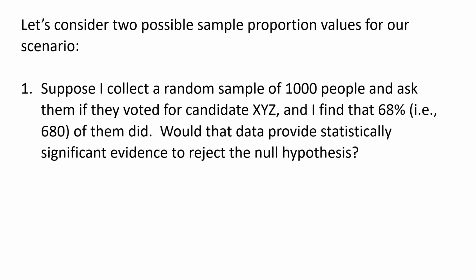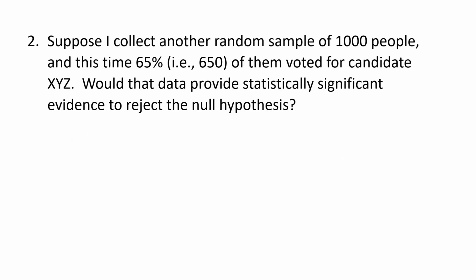Okay, so that's one possibility. Here's a second possibility. Suppose I collect another random sample of 1,000 people, and this time 65%, that is 650 of them, voted for candidate XYZ. Would that data provide statistically significant evidence to reject the null hypothesis? In other words, do I think that 65% is far enough away from 70% to be able to say that the null hypothesis is going to be rejected?